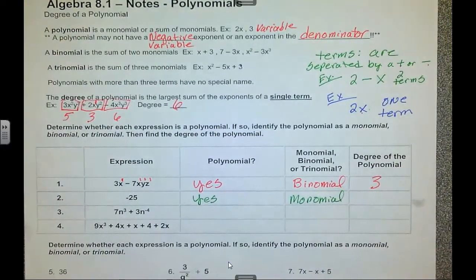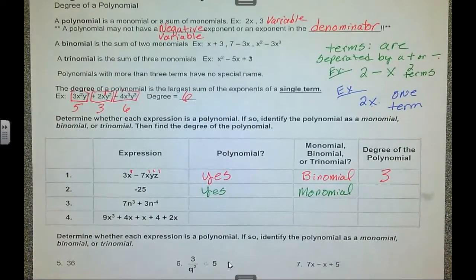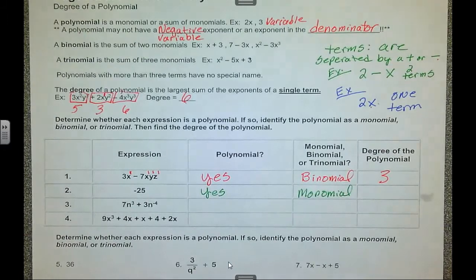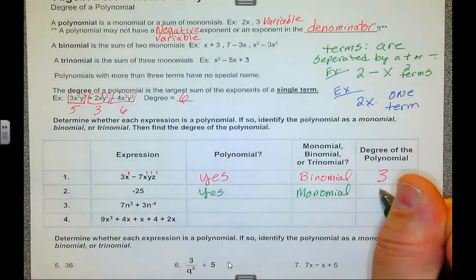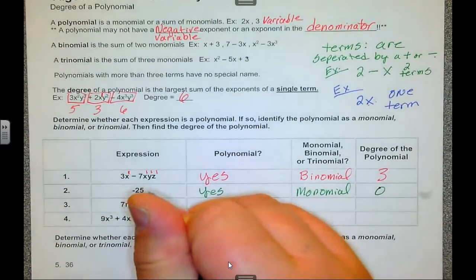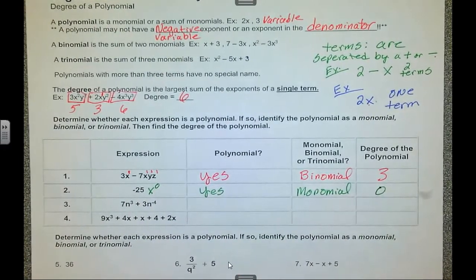What do you think the degree of this monomial is? 1. What's the degree of the variable? 0. Who said that? That is fantastic. Yeah, it's actually being multiplied to x to the 0, which is 1. So it is 0.